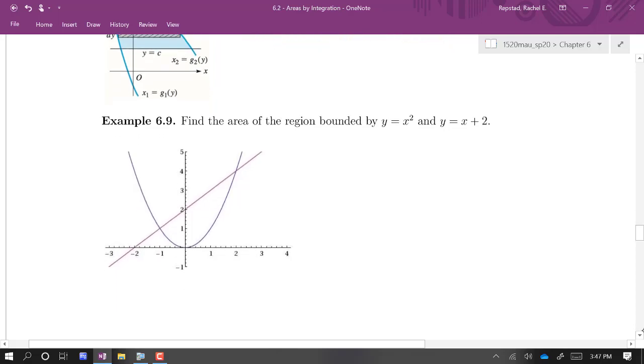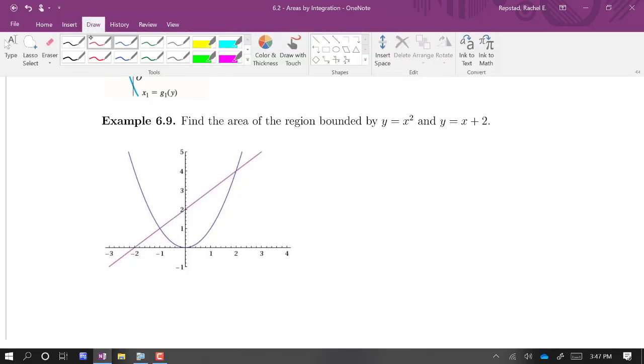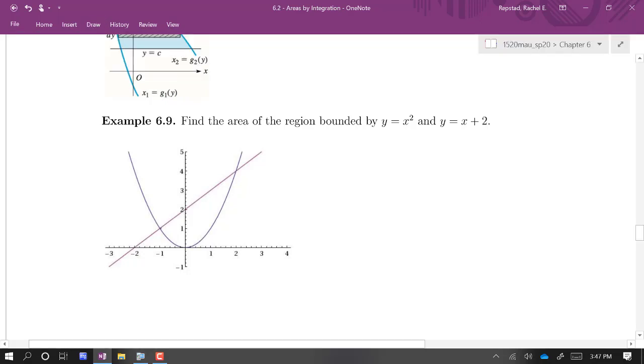Here's an example. We want to find the area of the region bounded by the curves y equals x squared and y equals x plus 2. The first thing we would do is graph it. A graph has been provided, but if one weren't, you could sketch them out by hand or throw them in the calculator. You just want to make sure you know what this looks like. There is one region properly defined by these two curves, and only these two curves, and that region is this one right here.